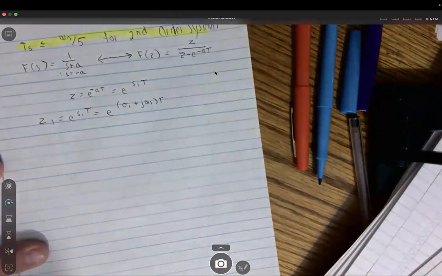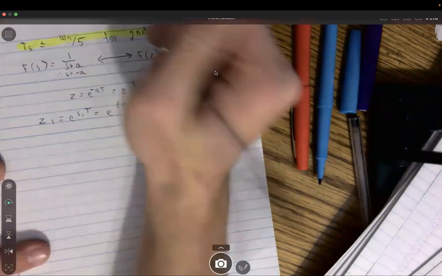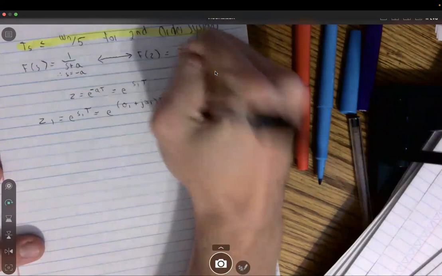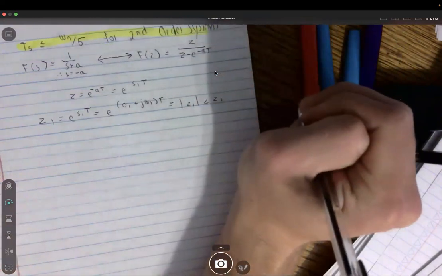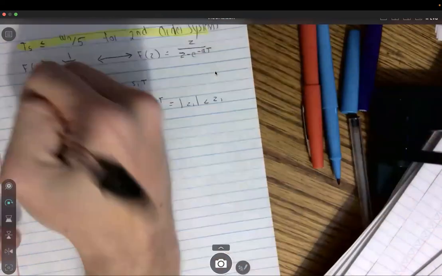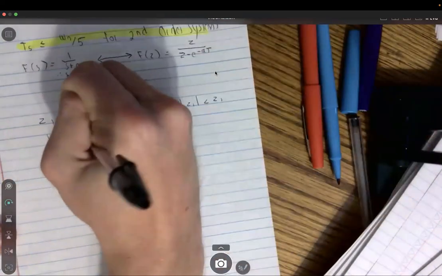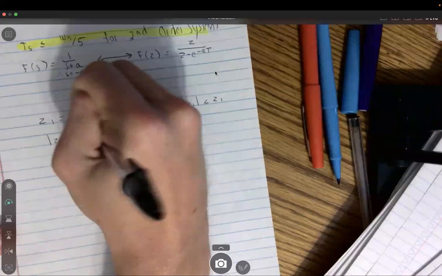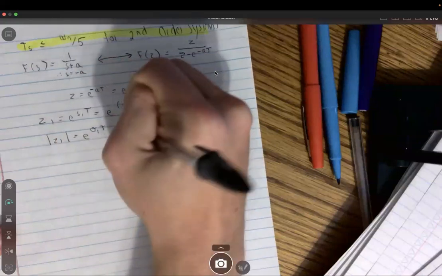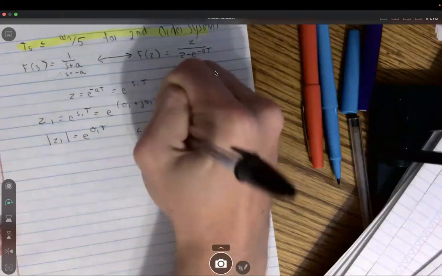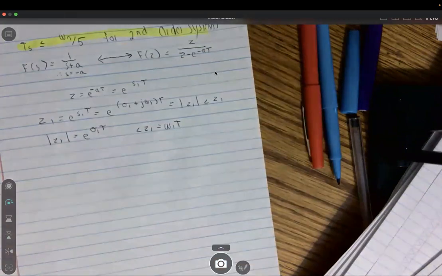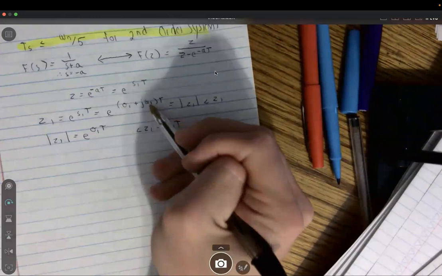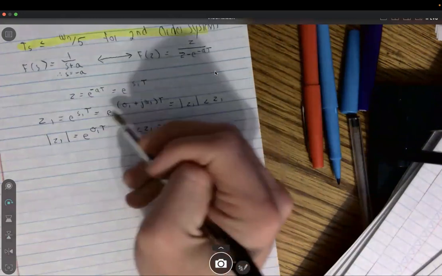And so what we're going to do is this can be split into both a magnitude and a phase. So it's going to be equal to the magnitude of Z1 and the phase of Z1. Your magnitude of Z1 is going to equal e to the sigma 1 T, and then your phase of Z1 is going to equal omega 1 T. Okay, because that makes sense. Your phase is right here with your j term, and then your magnitude.